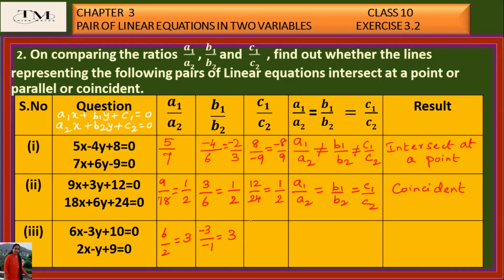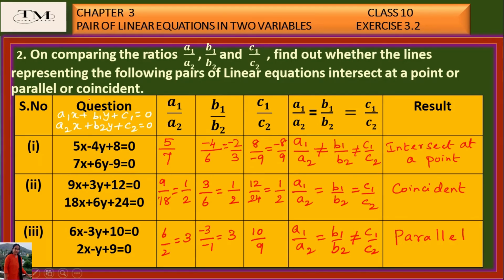Next C1 by C2 is 10 divided by 9. They don't have a common divisor, so we can leave it as such. So when we compare, we get A1 by A2 equal to B1 by B2, but it is not equal to C1 by C2. So the result is we get parallel lines. These two lines will not intersect at any point, so we don't get any solution. So this is the second problem.